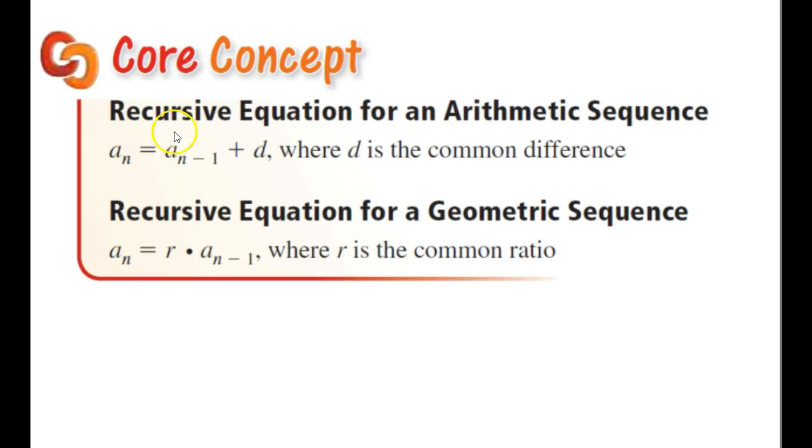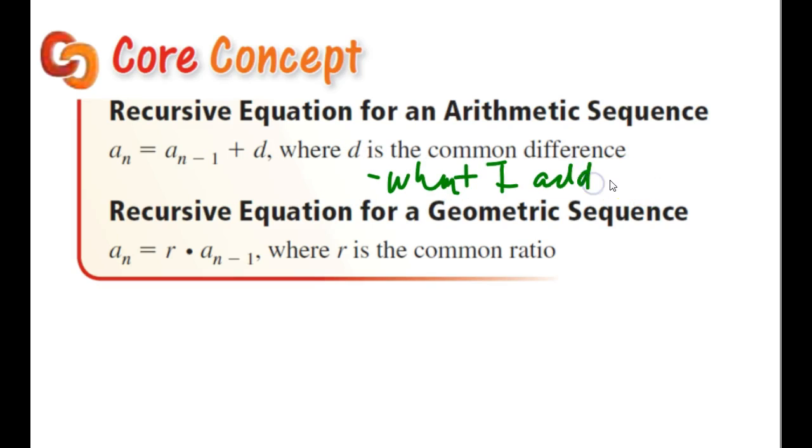So our core concept. Okay, so here we're talking about both types of sequences that we've dealt with. We've looked at arithmetic sequences and we've also looked at geometric. So now we're going to find the recursive equations for both of those. The recursive equation for an arithmetic sequence is right here: a sub n equals a sub n minus 1 plus d. So d is this common difference. And remember that the common difference is what I add each time.